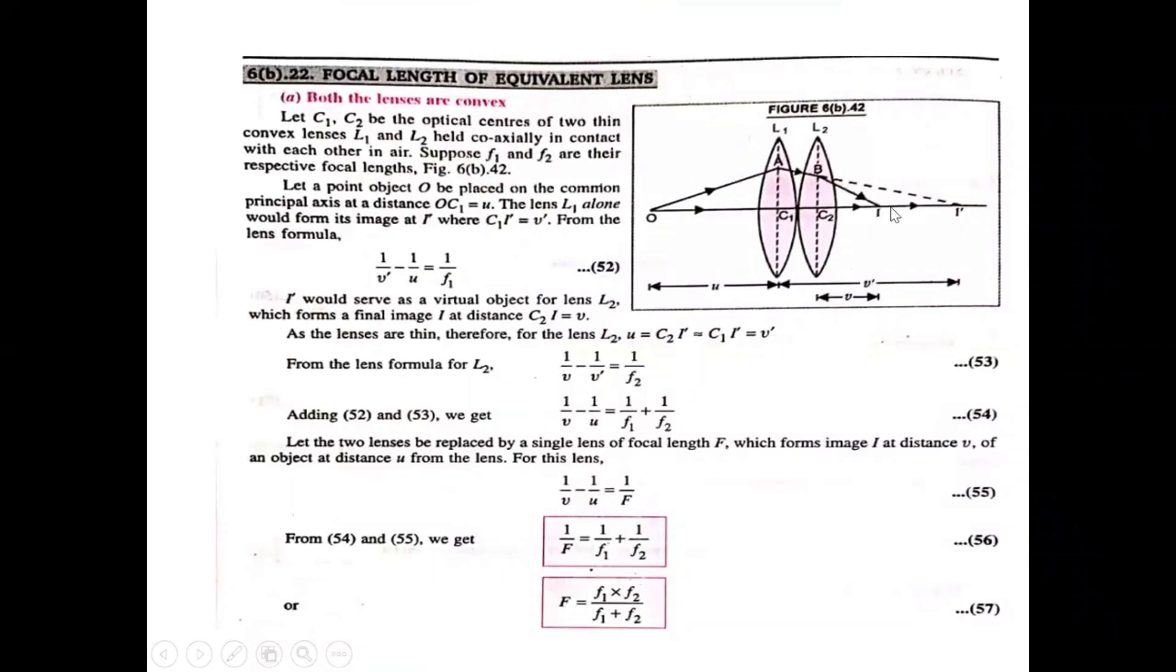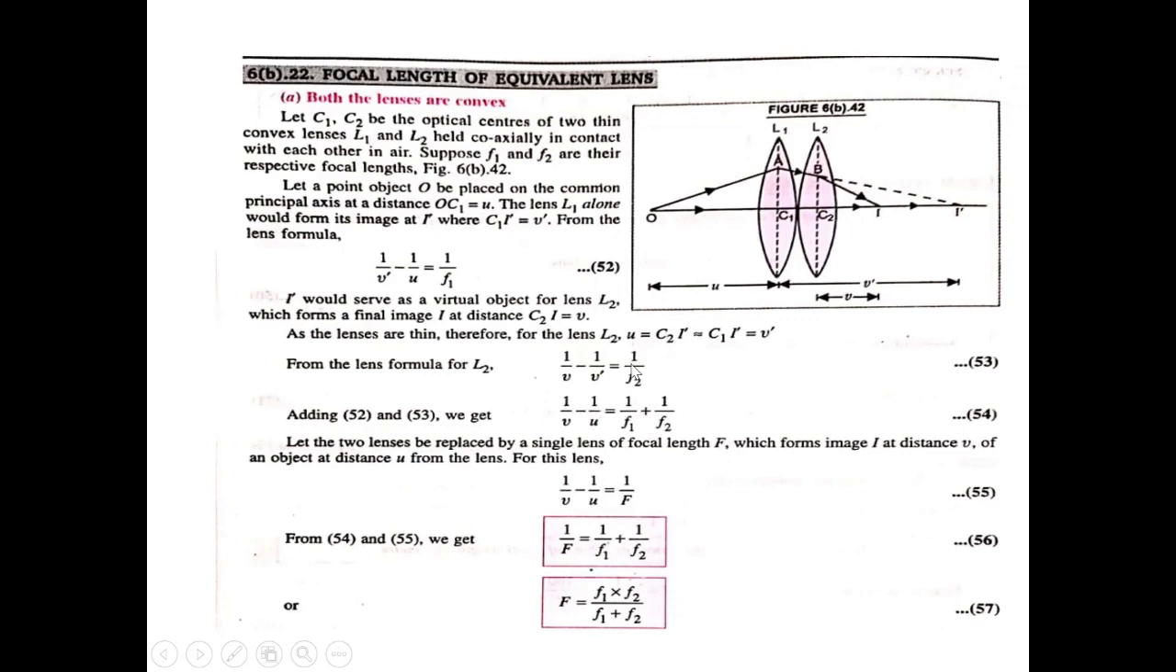So they will draw the diagram. Here, similar to lens maker formula, in the absence of lens L2, the image is formed at I dash. So I dash will act as a virtual object for the second lens. So first formula is 1 by V dash minus 1 by U is 1 by F1. For the second lens, the final image is formed at V, so 1 by V minus 1 by V dash is equal to 1 by F2. If you add the two, I will get 1 by V minus 1 by U, which is 1 by F.